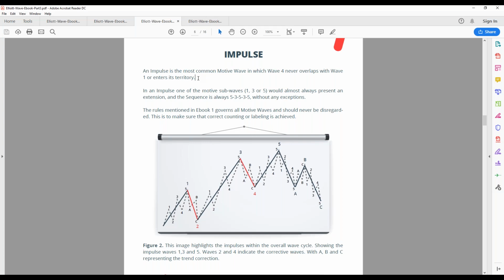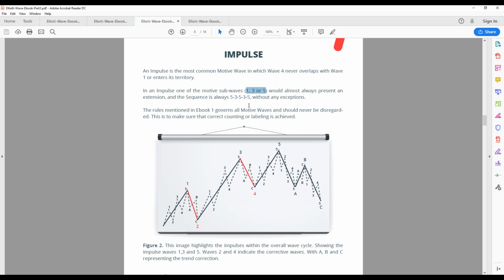Now, the impulse is indeed the most common motive wave, and as I said, for the dominant trend to remain dominant, it has to make progress, and the impulse represents exactly that. It's designed to make progress. So yeah, I already explained that wave 4 never overlaps with wave 1 in an impulse. Only under a motive structure, ending or leading diagonal, is wave 4 allowed to enter wave 1's territory. But in an impulse, wave 4 will never ever enter wave 1's territory because, as I said, it needs to make progress, and an impulse needs to be in favor of the dominant trend.